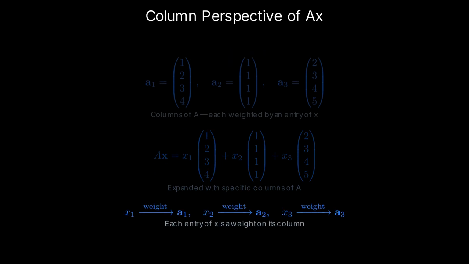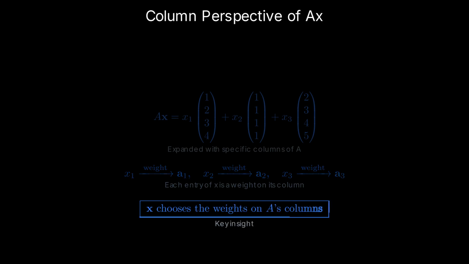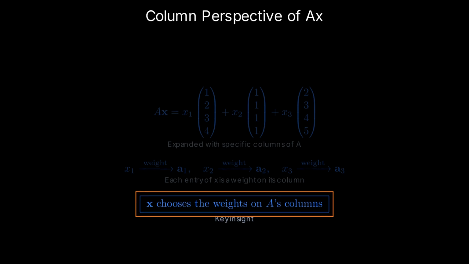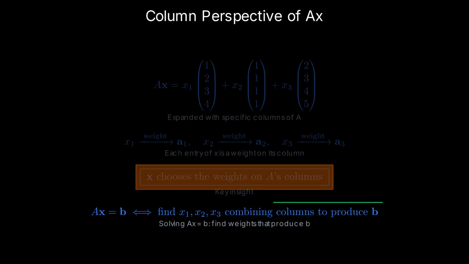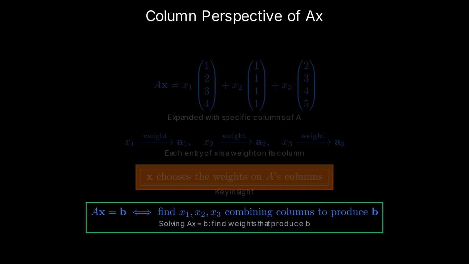Notice, the vector x does not plug into equations the way you might expect. Instead, x chooses the weights. Each entry of x controls how much of one column gets included in the output. Change x and you change the combination. So solving Ax = b means finding weights x1, x2, and x3 that combine A's columns to produce b. If no set of weights works, the system has no solution.